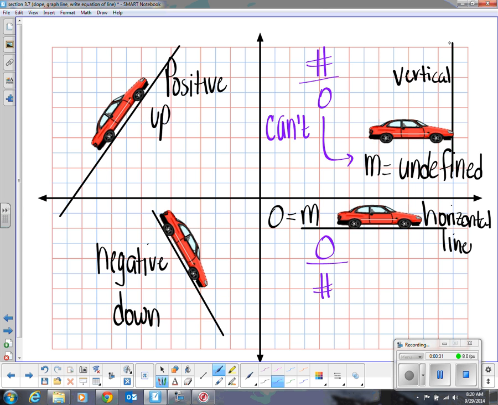But when we have a vertical road, or a vertical line, we can't drive it, so the slope is undefined. Numerically, that looks like 0 in the denominator of a fraction. You can't divide by 0. Over here we've got a line that's going up, so it's a positive slope. This is a line going down, so it's a negative slope.